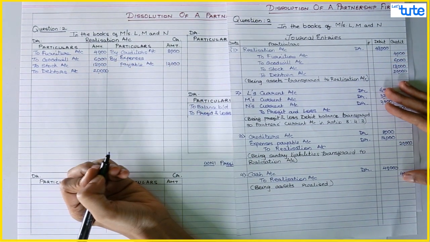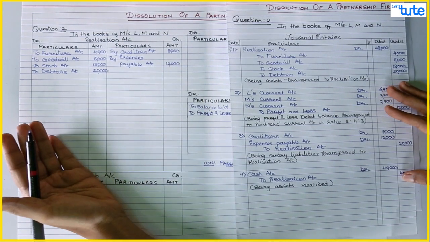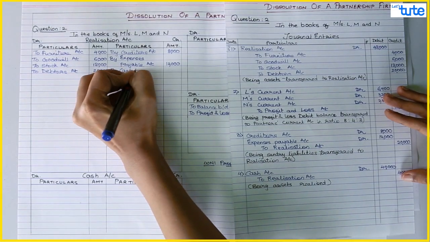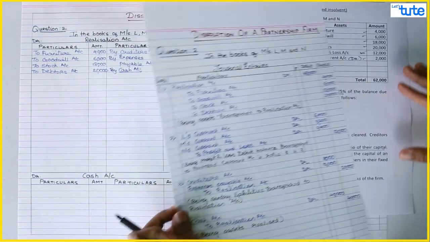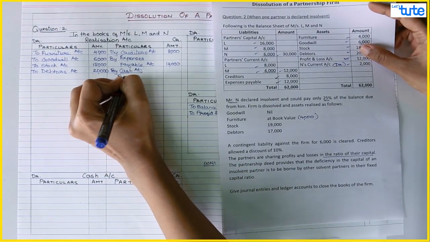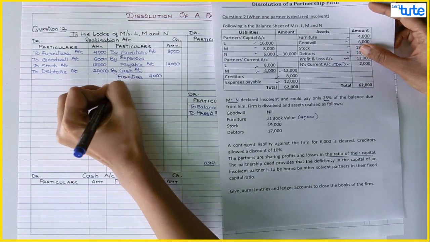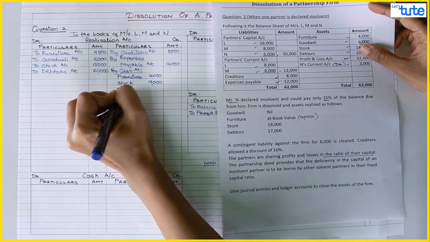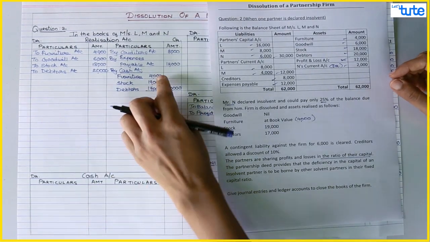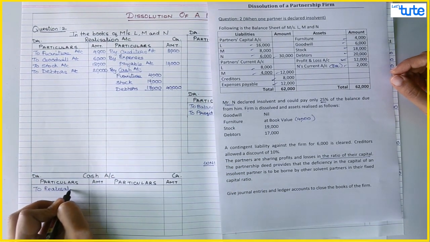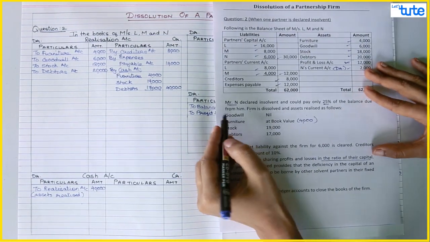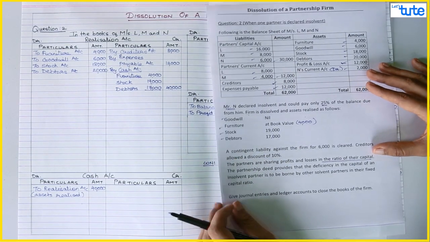Next, when you realize cash, now when you have transferred the asset, it is debited to realization account. So when you realize, it would be credited by cash account. Now over here, write the details, whatever you have realized. In that case, we have realized furniture 4,000, stock 19,000, debtors 17,000. So that comes to 40,000. The effect of which goes to cash account, to realization account, assets realized 40,000. So this is done. Goodwill, furniture, stock, debtors.